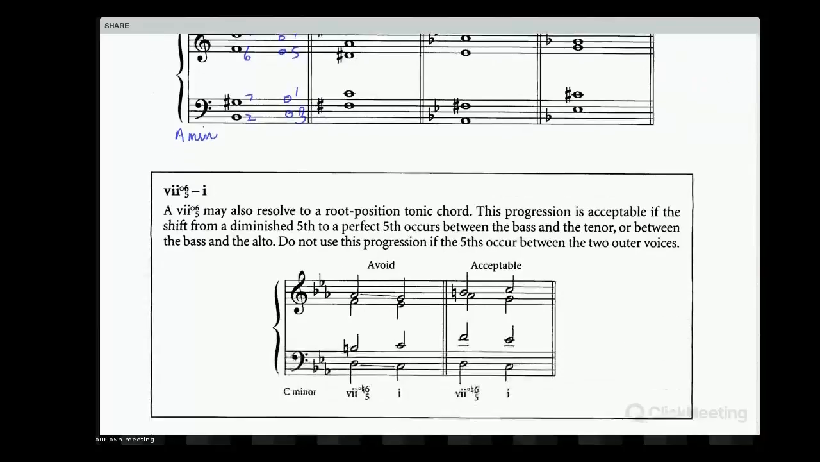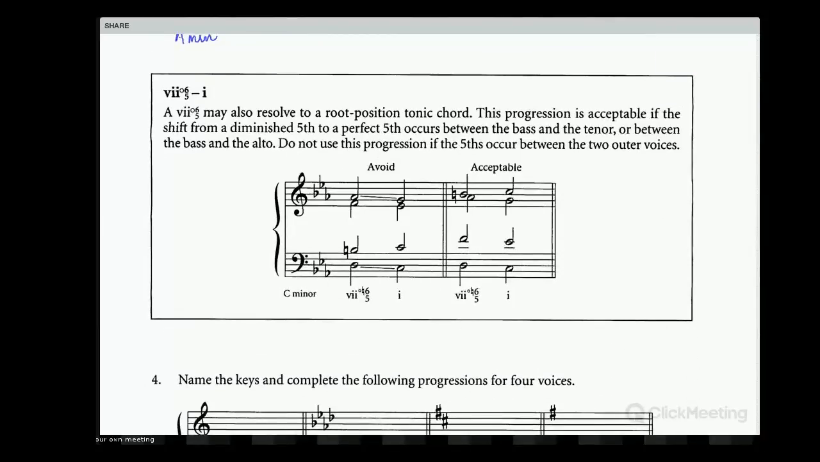All right, now that I just said that, you can resolve 7-6-5 to 1. That may happen, okay? Now, this progression is acceptable if the shift from diminished fifth to perfect fifth occurs between the bass and the tenor, or between the bass and the alto. You cannot do this if the fifths occur between the two outer voices.